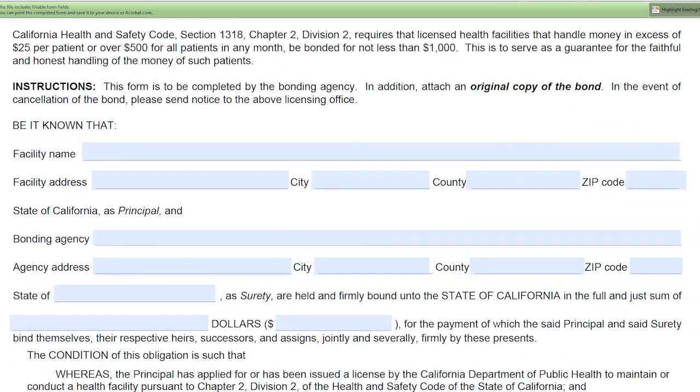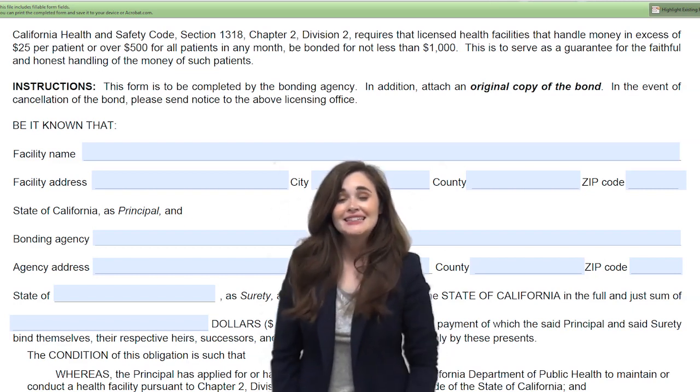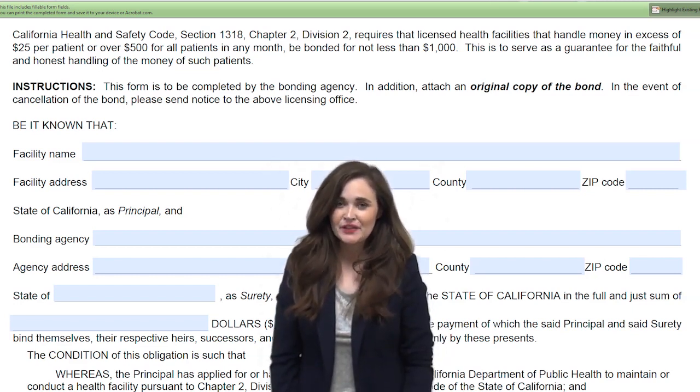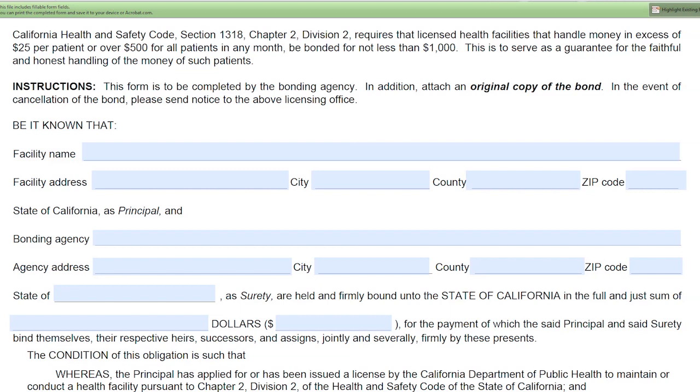The bonding agency must complete the following: facility name only. Tip time: licensee name, DBA facility name is acceptable. Facility address, city, county, and zip code. Name of the bonding agency, agency address, city, county, and zip code. State of California. Written dollar amount and the numeric dollar amount.